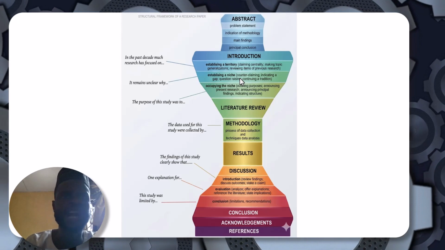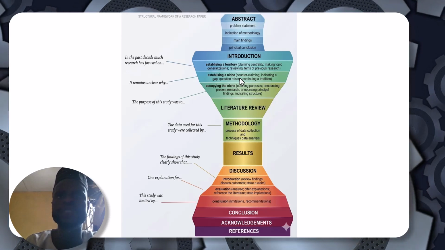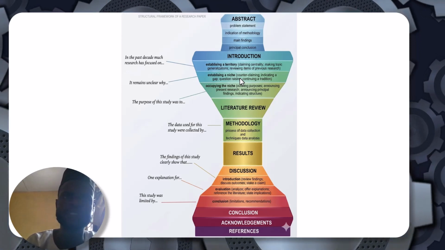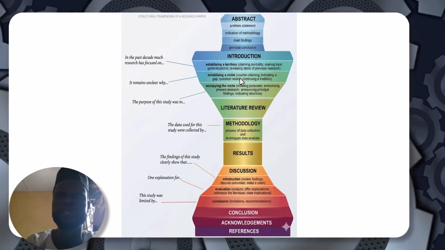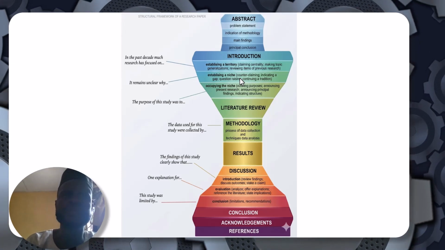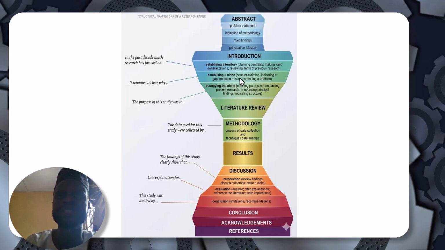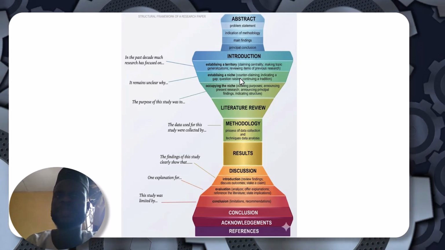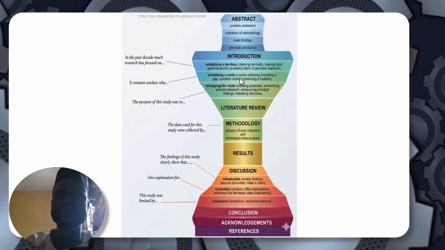When you use a clear outline, your paper becomes easier to write and easier to read. You know what to discuss first, what evidence to present next, and how to conclude strongly. It also saves time during editing because the organization is already in place. Instead of fixing a messy paper later, you build it correctly from the beginning.